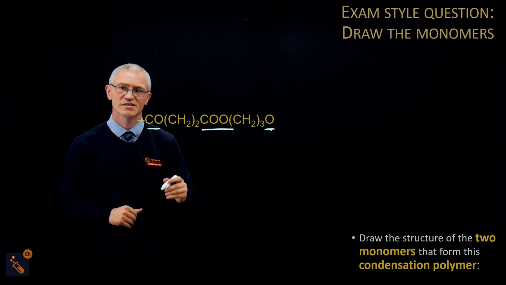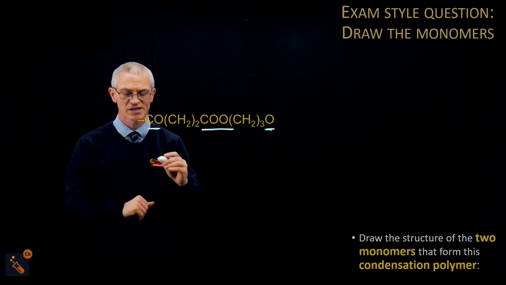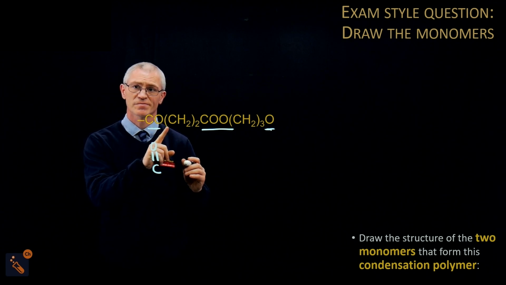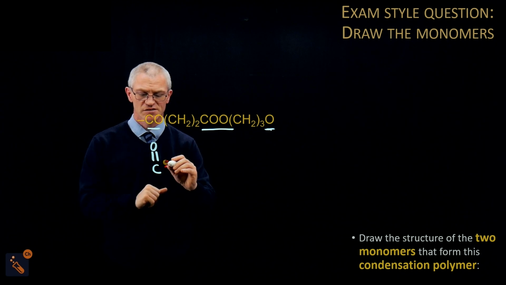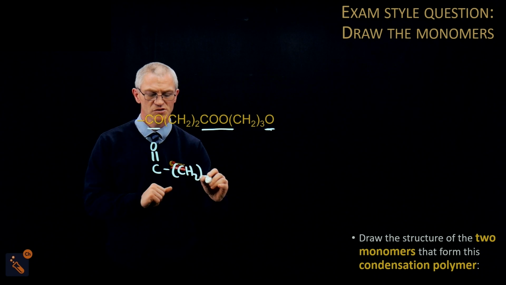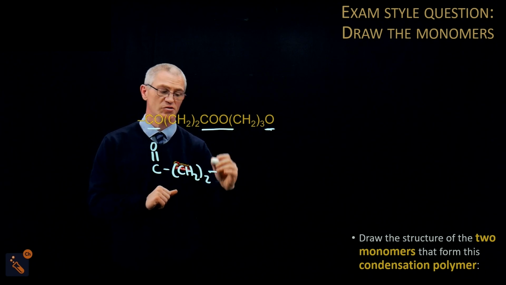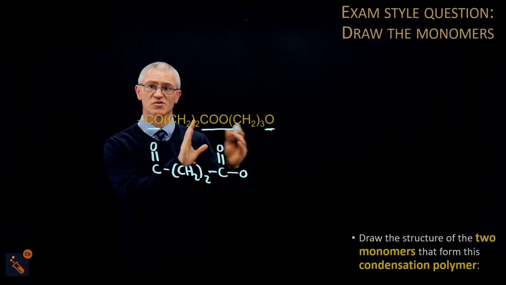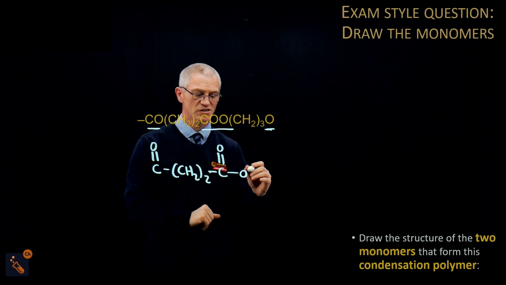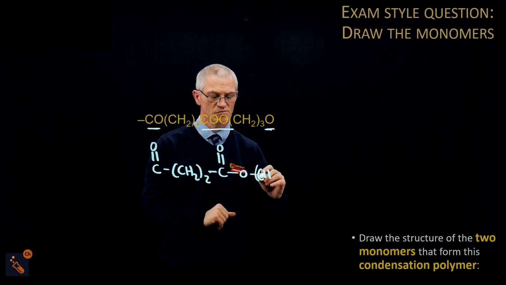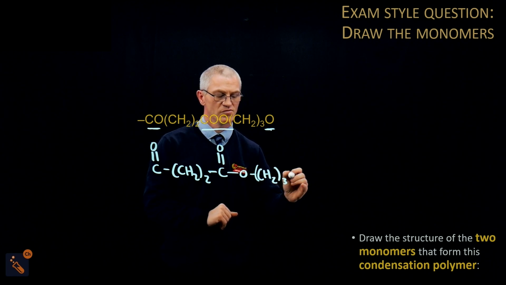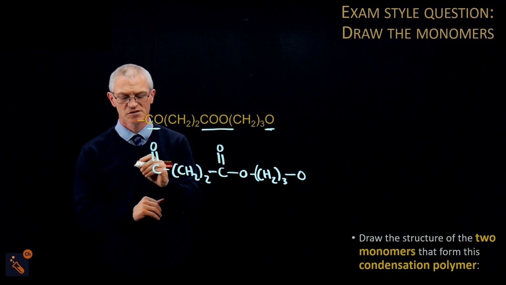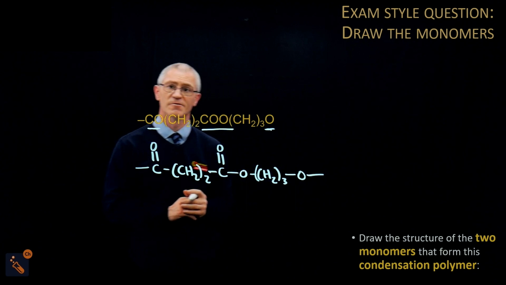But let's draw this in a more displayed type formula first. So there's the CO. This is the CO here. And then you've got the CH2 2, and then that bonds again, COO. So COO, COO. So you've got your ester. This is your ester bit here, then your CH2, bracket CH2 3, and then O. So you've got your repeating unit right here.